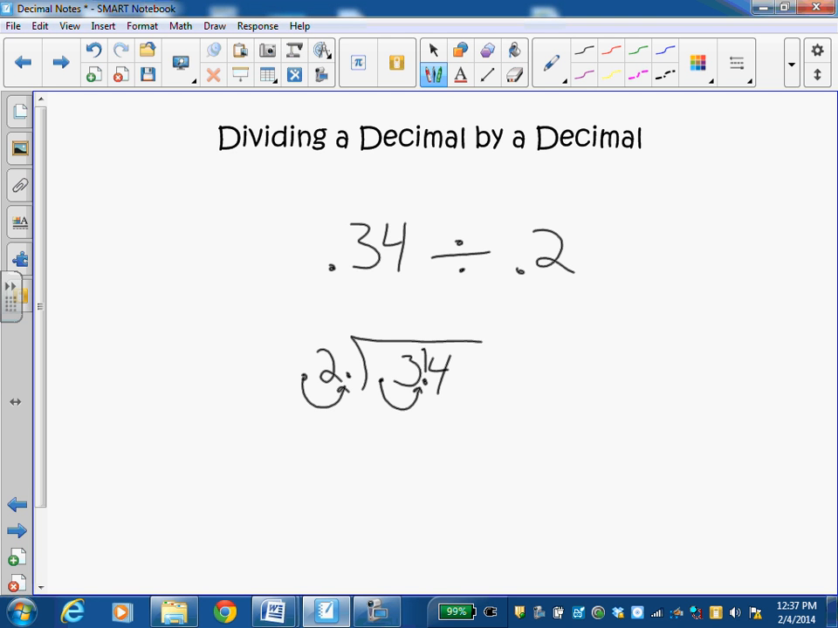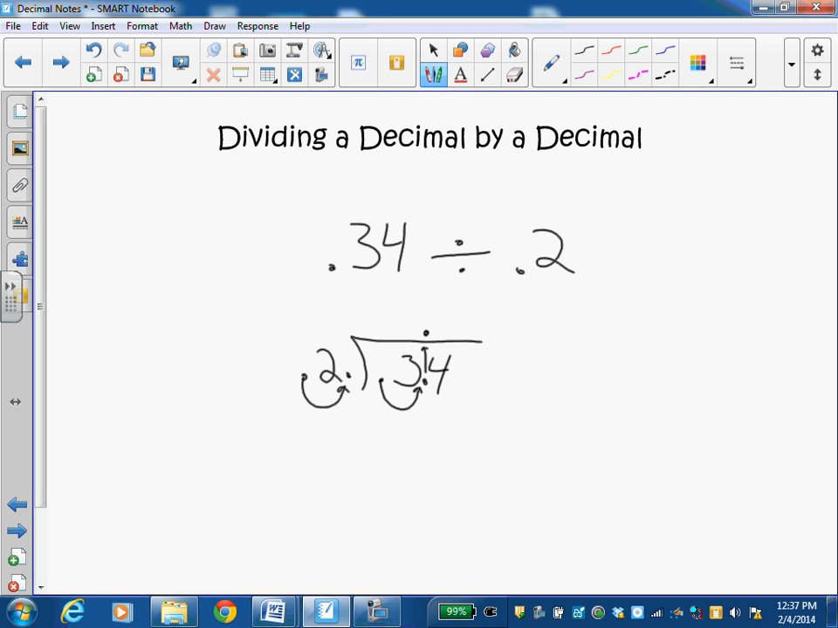And then I want to bring that up. So I'm combining those two steps. So I've moved my decimal and I've brought it up. I multiplied the dividend and the divisor both by 10. 2/10 became 2 and 34 hundredths became 3 and 4/10.